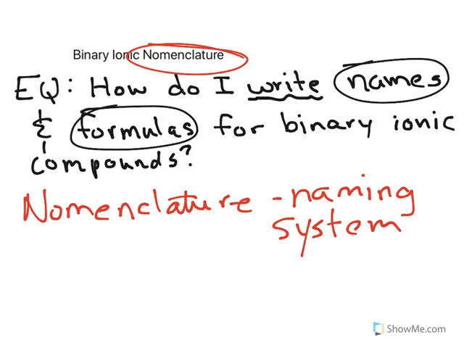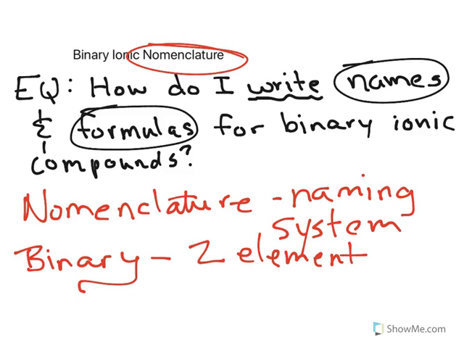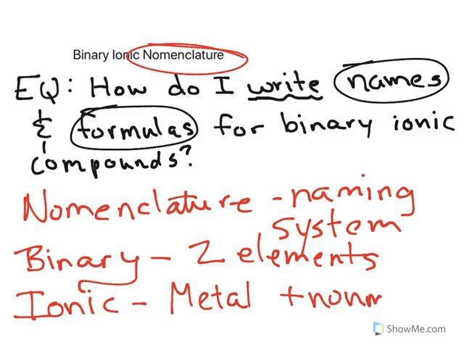And so nomenclature in chemistry is the system that we use for naming our chemical compounds. And it all depends on what type of compound it is. So let's start with the compound we're doing today. The word binary means two elements. Not two atoms, but two elements. So ionic, of course, we already know is going to be a metal and a nonmetal. So this is a very straightforward naming system where we're looking at simply one metal, one nonmetal.